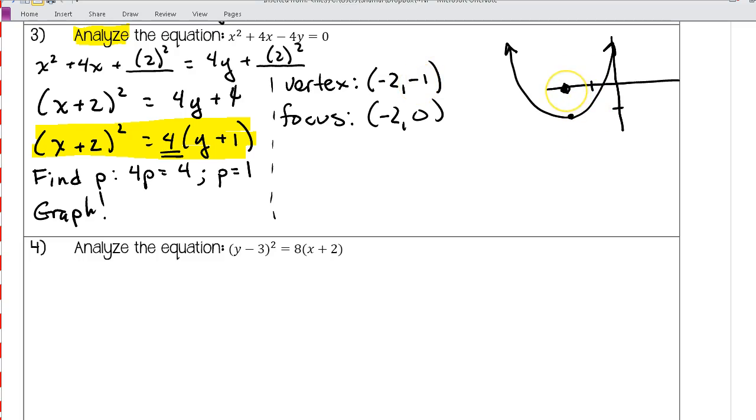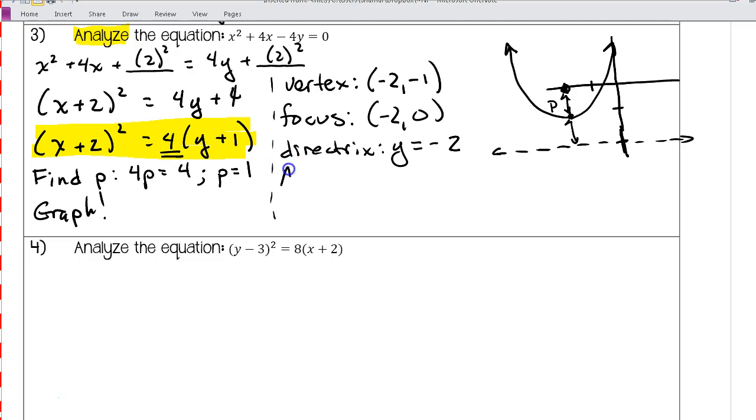And I know my directrix, so this is my distance p right here. And I'm going to go p units down. So p is 1, so I'm going to go 1 unit down over here to get my directrix. Remember, the directrix is a line, so you need the equation of a line. Directrix, it goes through the y-axis, so it's going to be y equals, and it goes through at -2, so y equals -2.